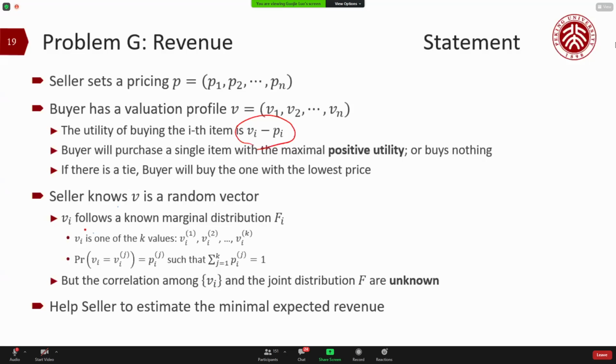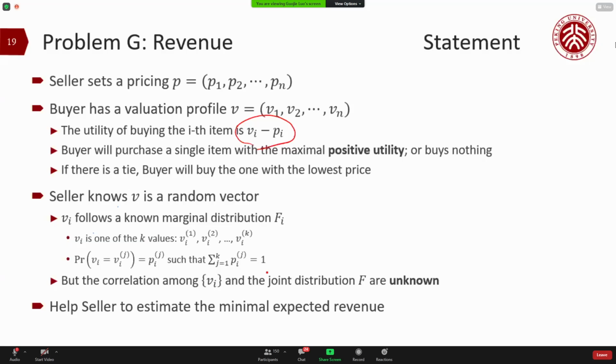knows that each Vi follows a known marginal distribution Fi. It's a discrete distribution, so Vi is one of k values, and for each value, we also know the probability. But the correlation among the Vi's and the joint distribution are unknown. So the task is for the seller to estimate the minimum expected revenue.